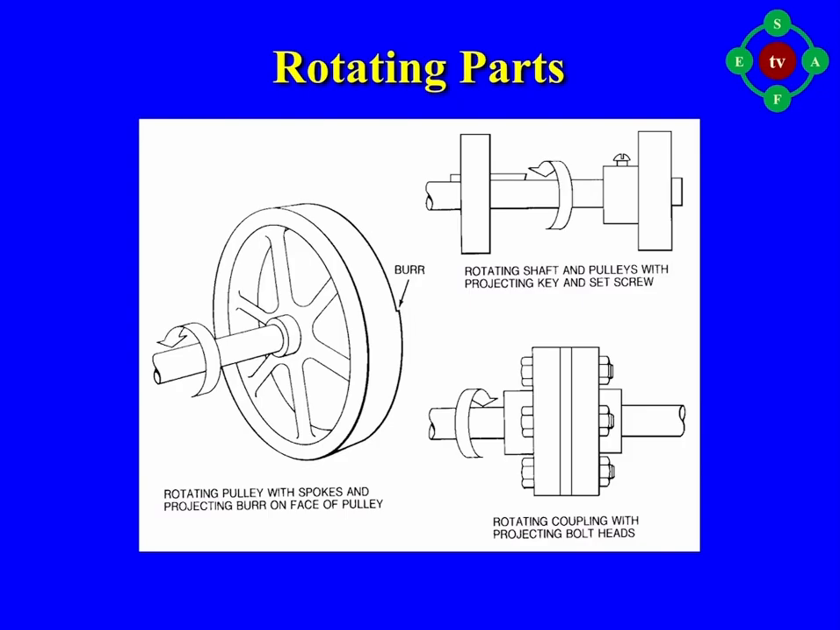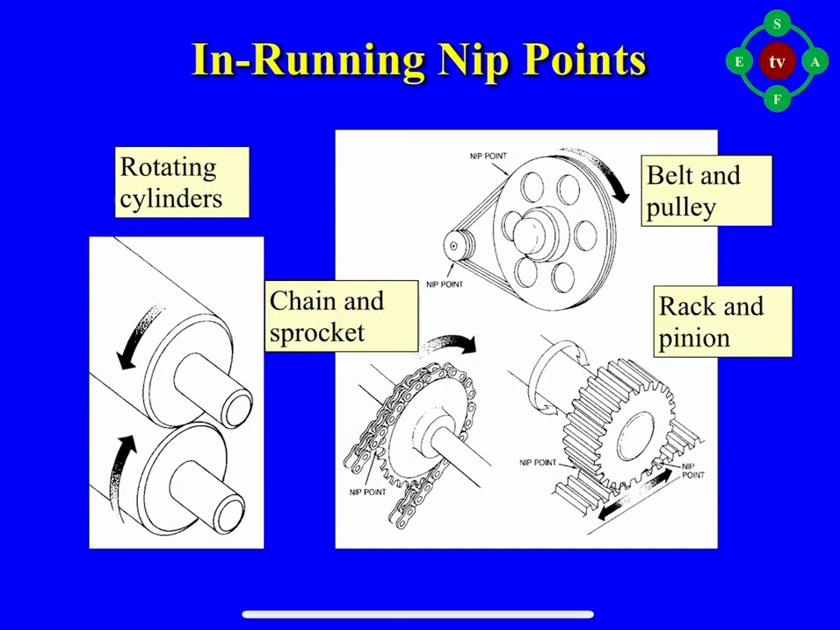Rotating parts. Here are some examples of rotating parts of different machines. In-running nip points. In-running nip point hazards are caused by the rotating parts on machinery. There are three main types of in-running nips. Parts can rotate in opposite directions while their axes are parallel to each other. These parts may be in contact, producing a nip point, or in close proximity to each other where the stock fed between the rolls produces the nip points.